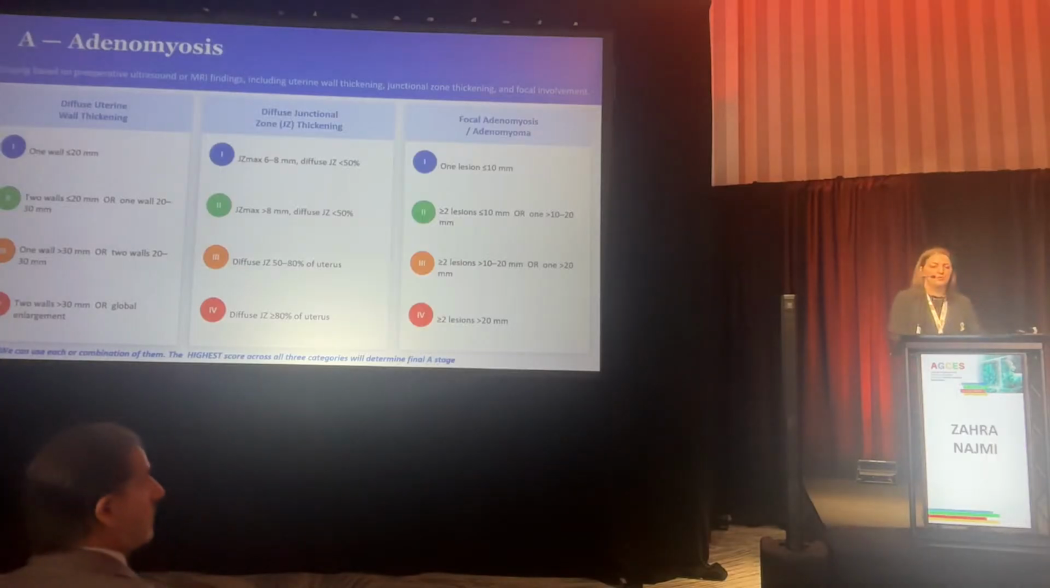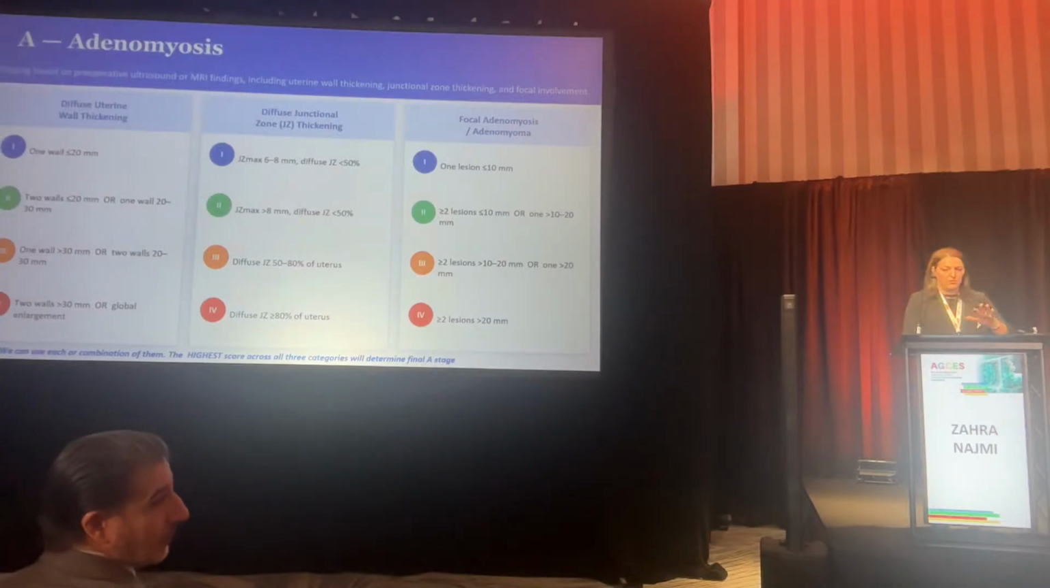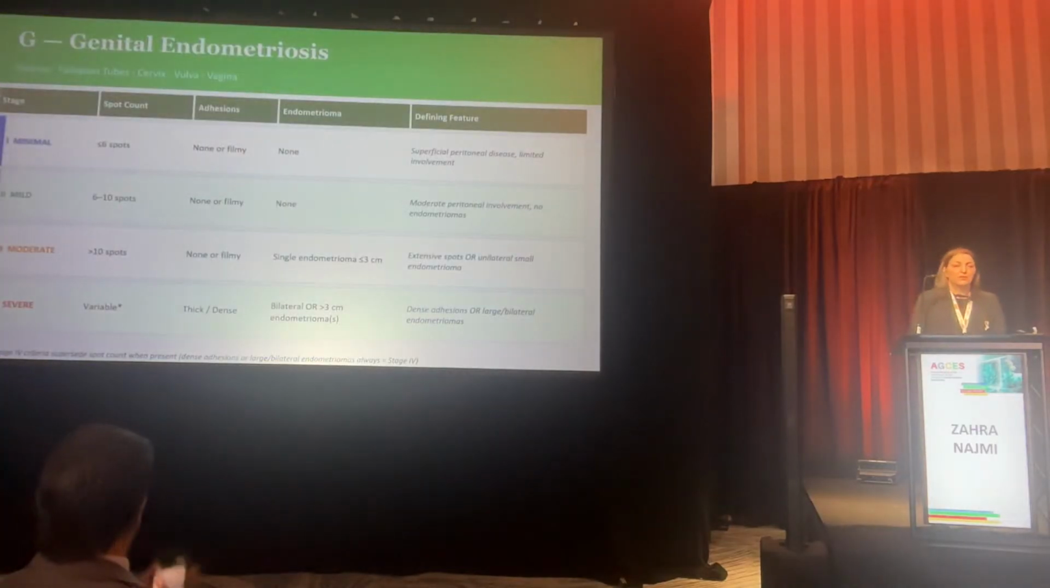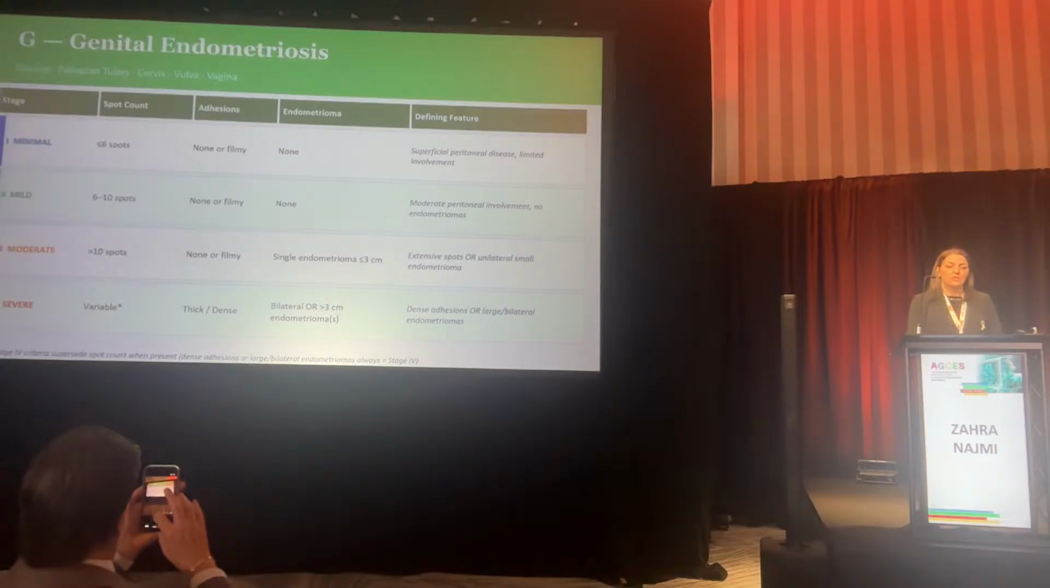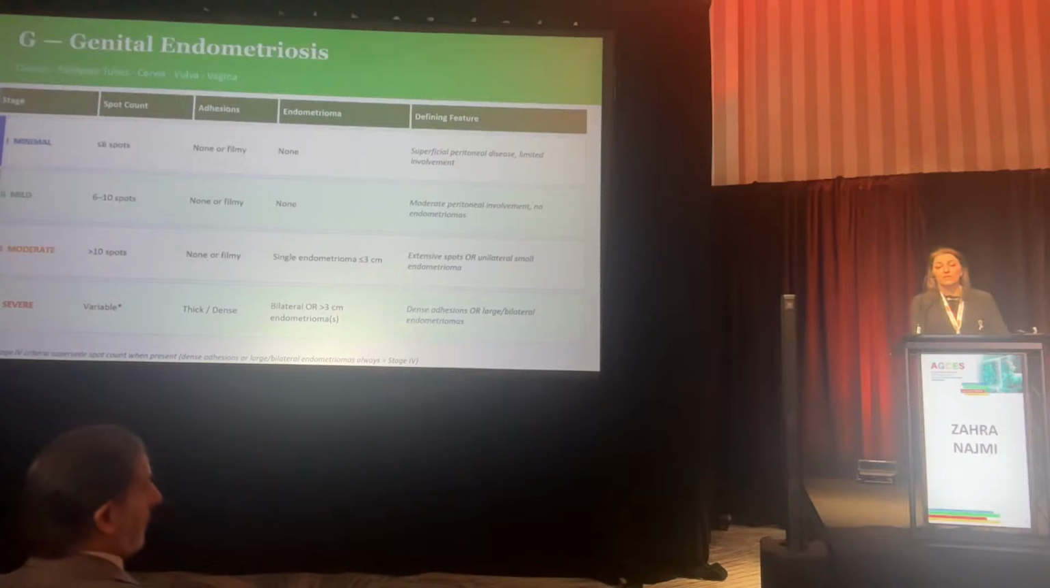For example, for diffuse uterine wall thickness, we consider stage 1 when we have just one wall involvement and the thickness is lower than 20 millimeters, and stage 4 for two wall involvement, both of them more than 30 millimeters, or a global uterine enlargement. Or, for example, for focal adenomyosis, one lesion less than 10 millimeters would be stage 1, and for stage 4, more than 2 lesions over 20 millimeters. For genital endometriosis, we will start evaluating all the endometriosis lesions in the ovary, fallopian tube, cervix, vulva, and vagina.